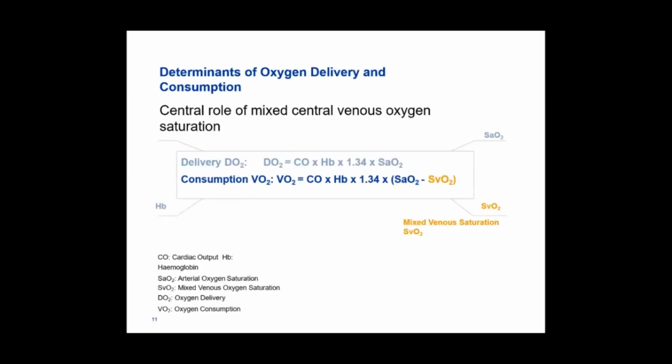We have already discussed the delivery. Let's see the equation of the oxygen consumption. Here we will see how the central role of mixed venous oxygen saturation comes into play. So VO2 is cardiac output multiplied by hemoglobin multiplied by 1.3, the solubility constant, and the saturation of oxygen, subtracting the mixed venous saturation. So SaO2 minus SvO2. That equation will give us the consumption.